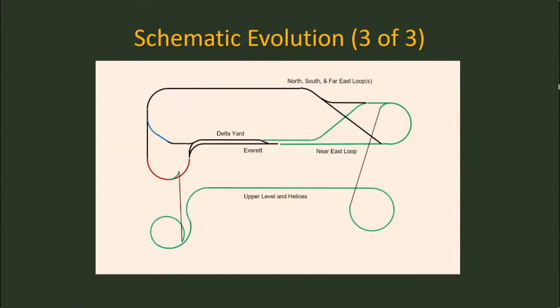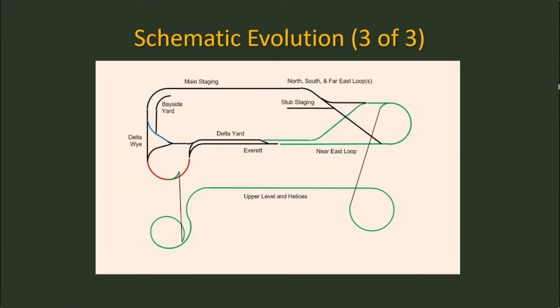And then the upper level takes off from the bottom of the helix on the left side, which is right there in the red, also coming from Seattle. You go up the helix, go across the upper level, come down the helix on the right, and then into Everett from the right. So that's how we route trains here. It's worked, I think, fairly well.